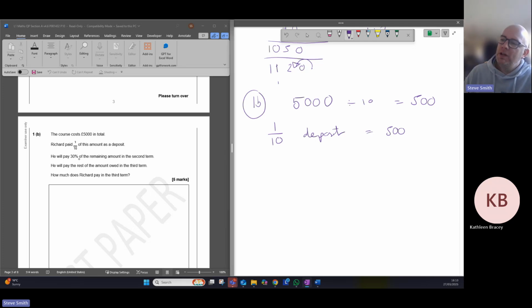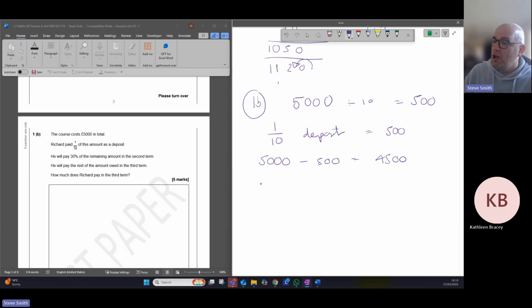He will pay 30% of the remaining amount in the second term. So if we paid £500 as a deposit, not 5,000, he's then got £4,500 left to pay. In the second term, he pays 30% of that. We're still working with this number, and you might think, well, no, we're working with 30 now, Steve.